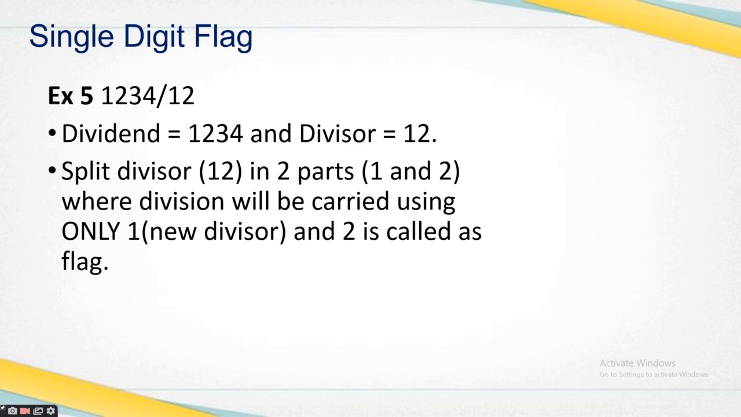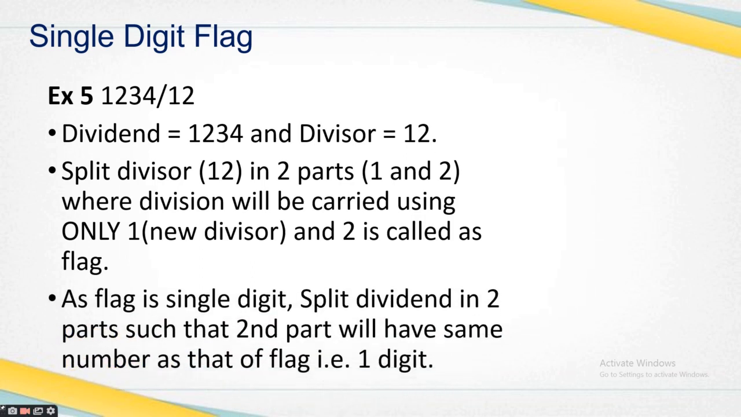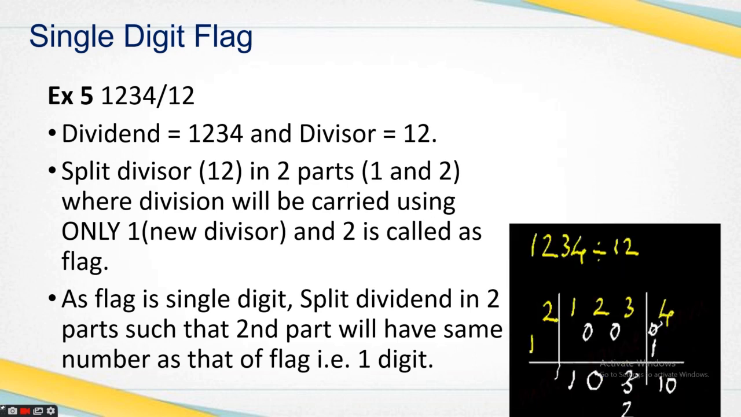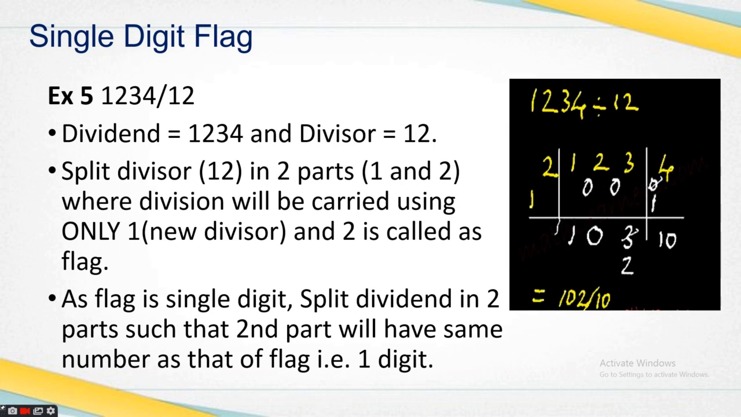First we're gonna split the divisor 12 in two parts, that are 1 and 2, where division will be carried using only 1, that is the new divisor, and 2 is called the flag. As the flag is single digit, split the dividend in two parts, such that the second part will have the same number of digits as the flag, that is 1 digit. And now we're gonna solve that problem step by step.